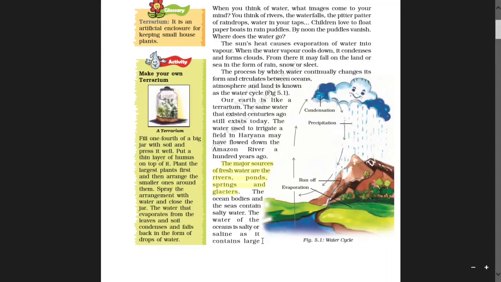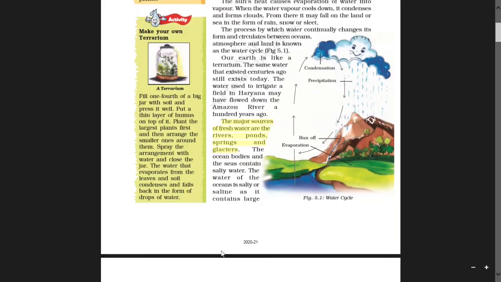See, this one also can be asked: why are the oceans and seas water saline in taste? So you can answer, the water of the oceans is salty or saline as it contains a large amount of dissolved salts. A large amount of salt is mixed with that water. It is dissolved there in the water.